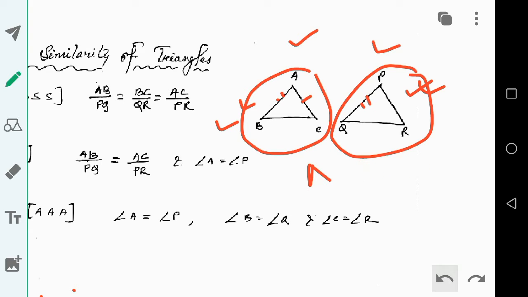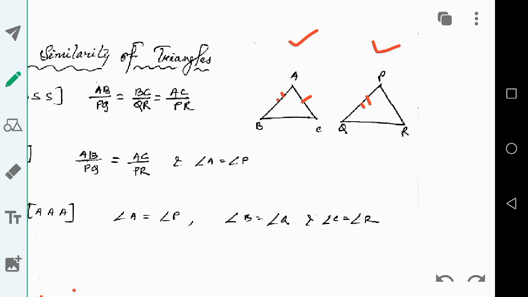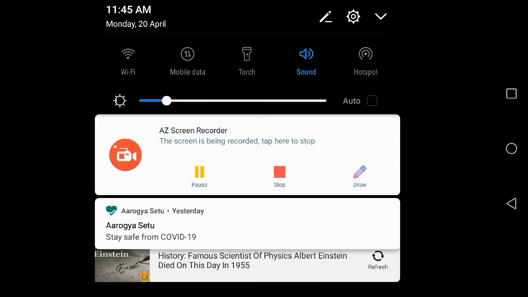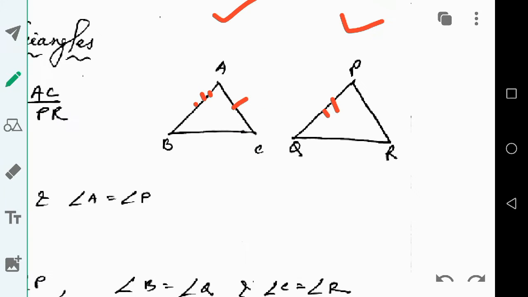Or instead of showing all the three angles are equal, if we show any two pair of angles, suppose angle A equal to angle P and angle B equal to angle Q, then also we can say they are similar, because if any two angles of this triangle are equal to any two angles of triangle PQR, then their third angles will be obviously equal.